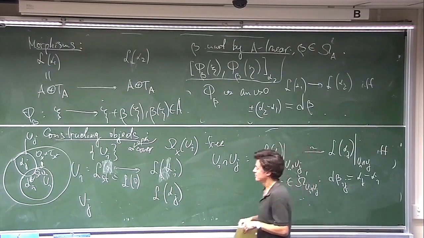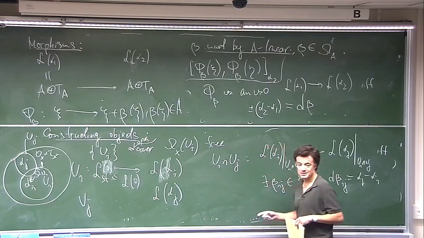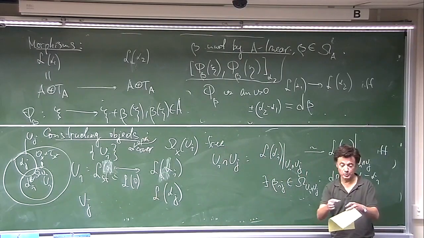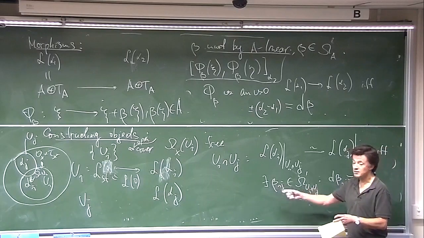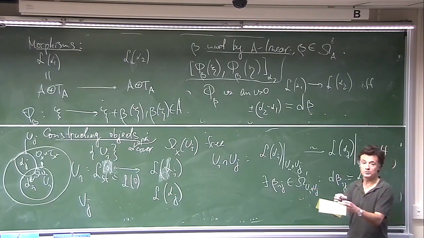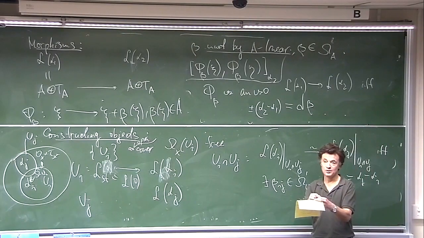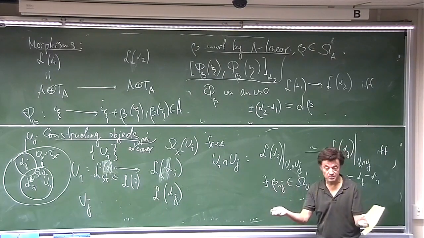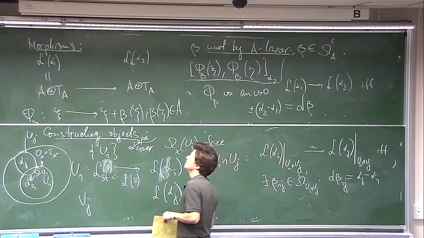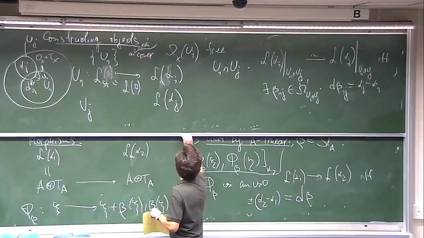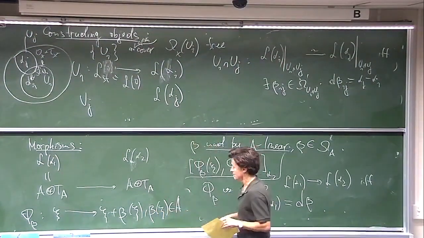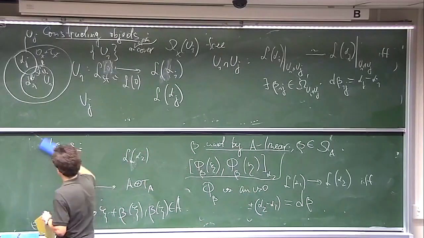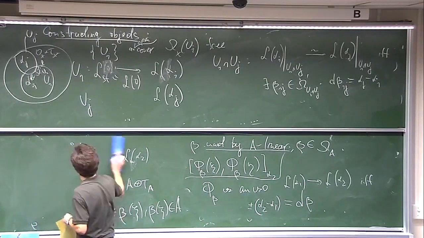So, is that all? No. Such beta is not unique. It gives me a way to glue things over the intersection. To get an honest sheaf, I have to verify transitivity. So now I've got this identification. Now I need the transitivity.